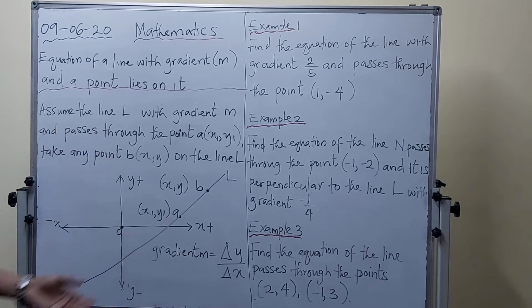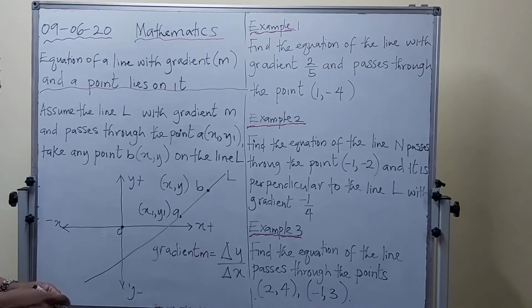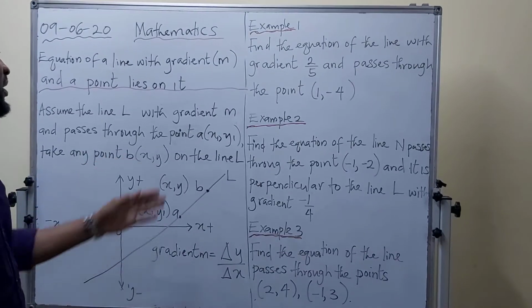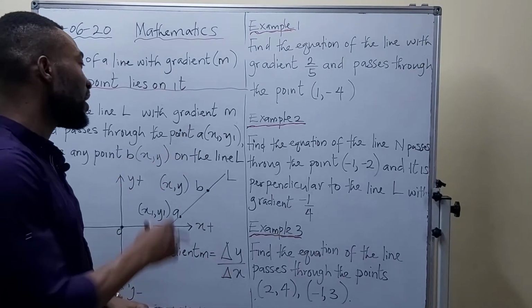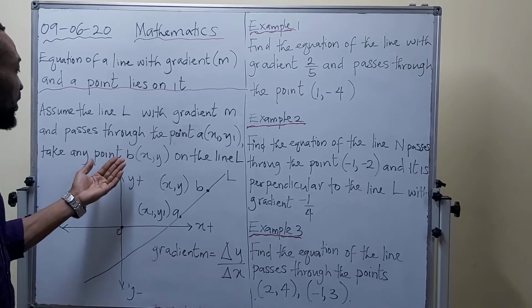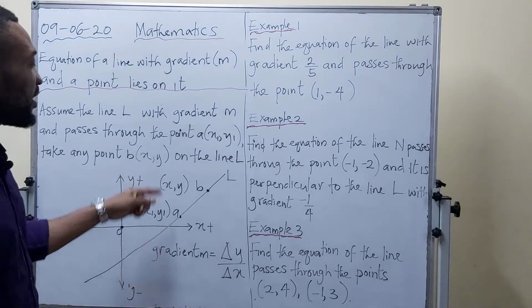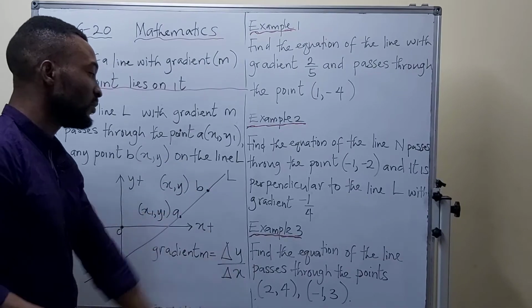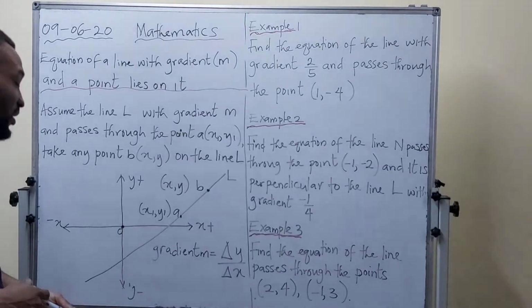Assume the line L with gradient m passes through the point A, that is x1 and y1. Take any point B, that is x and y, on the line L. So this is what they are trying to say in essence.